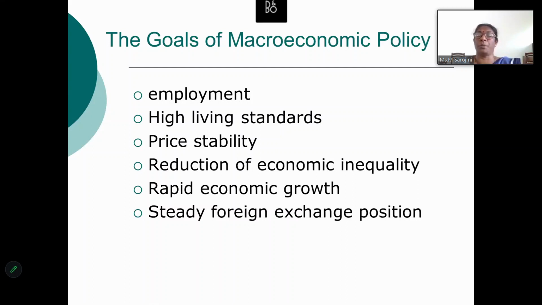Then only the country moves towards economic growth, right? And rapid economic growth: every country is trying to increase its wealth. That means economic growth is the main concern. Once the government reduces unemployment, improves the standard of living, and maintains price stability, they can move towards rapid economic growth. Otherwise, it's very difficult.